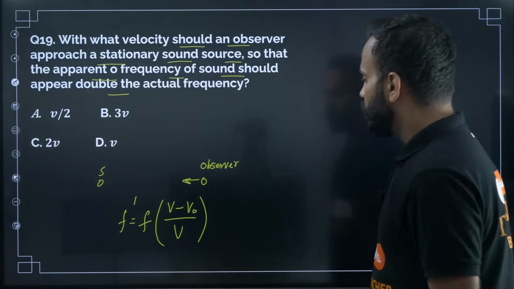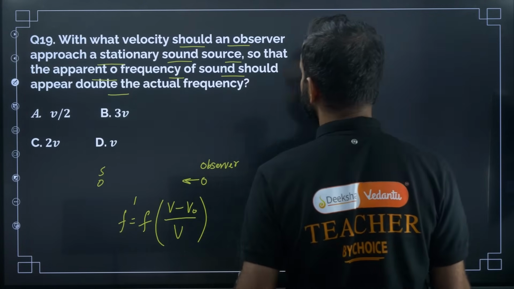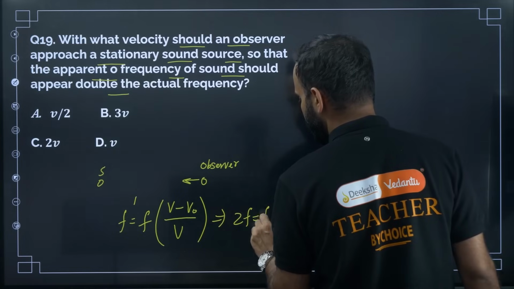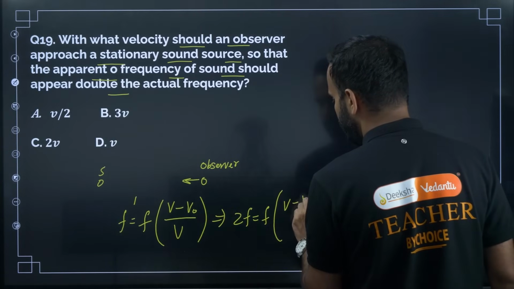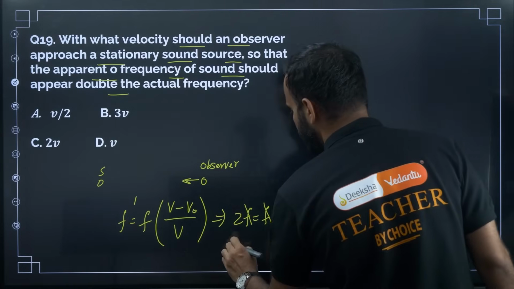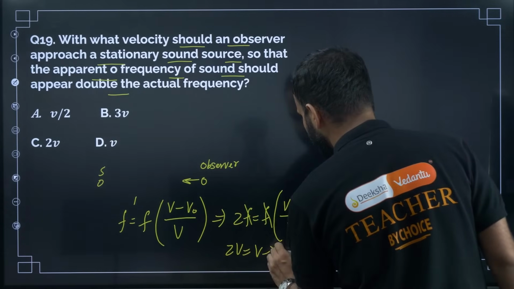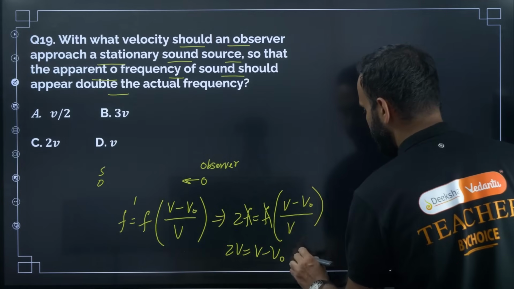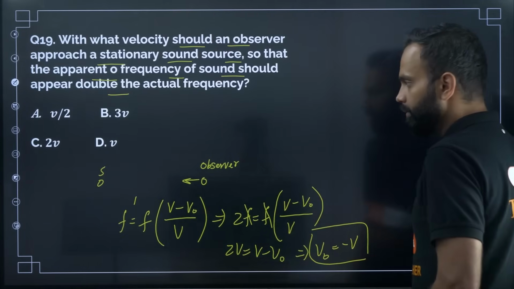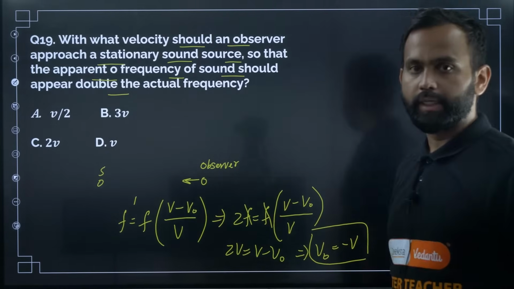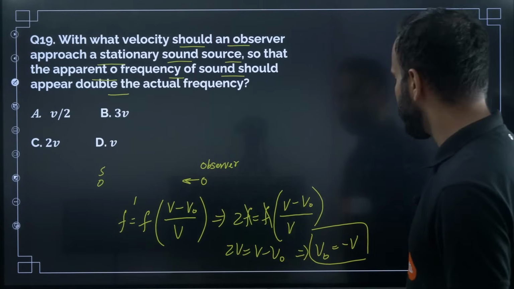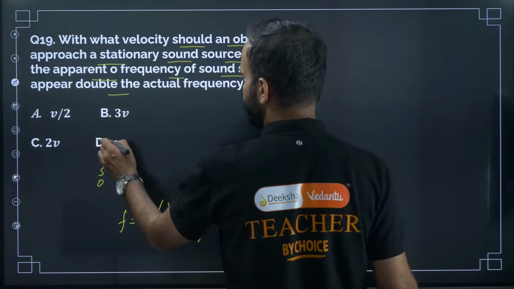Okay. So now f dash is equal to 2f, which is equal to f into v minus vo divided by v. So now f will get cancelled. 2v equal to v minus vo. So vo equal to minus v. So what is the meaning of negative sign? The meaning of negative sign is observer moving opposite to the direction of the velocity of the sound, right? So the correct option is D.